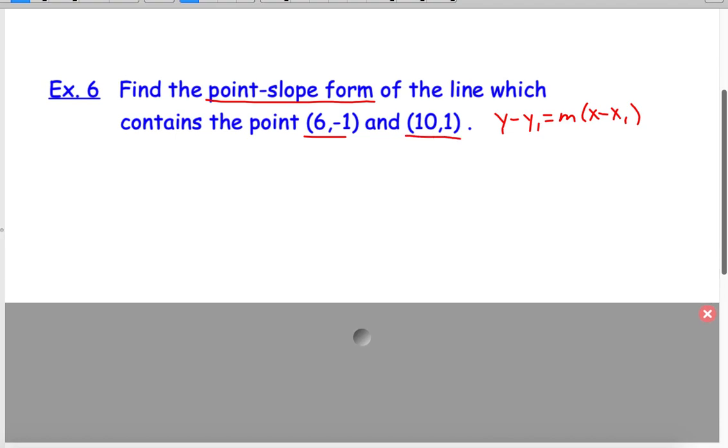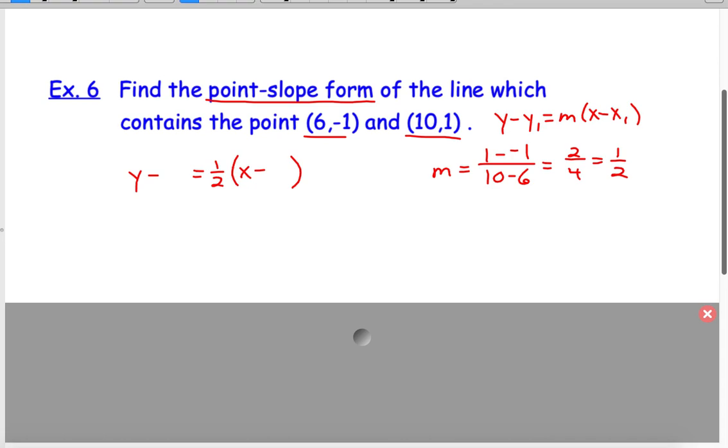So first let's calculate the slope. Difference of the y values. So it doesn't matter which. I'll start with the 10, 1. So 1 minus a negative 1, that's the difference of the y's, over 10 minus 6, difference of the x's. So that gives me 2 over 4, which is 1/2. So I have my slope, y minus equals 1/2 x minus, and now I have to plug in a point.